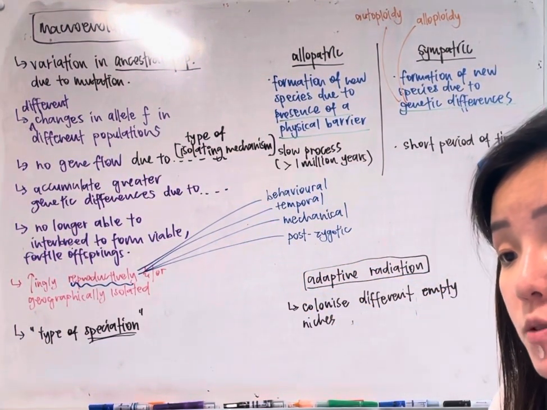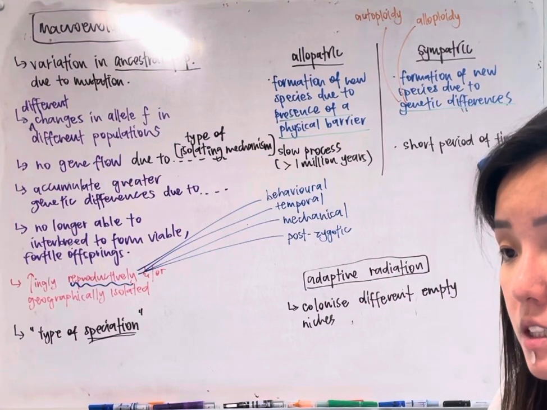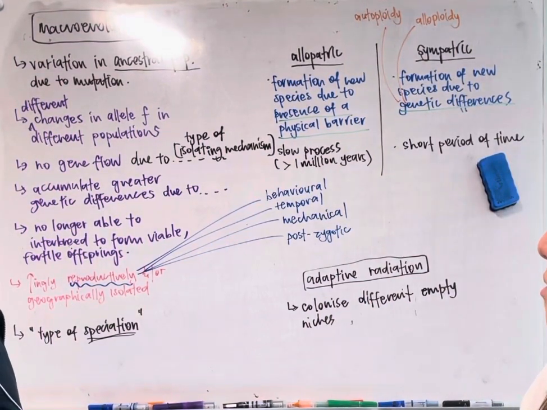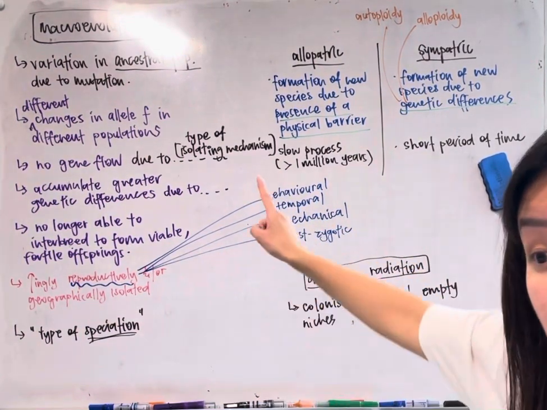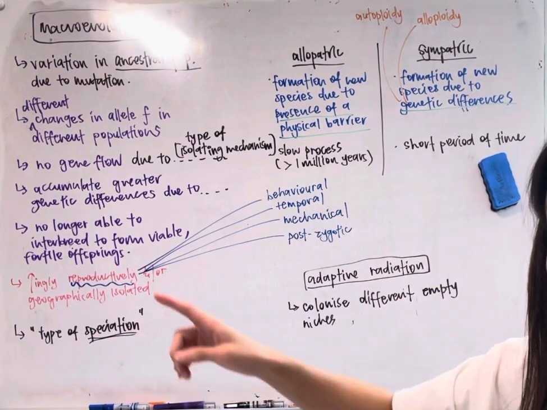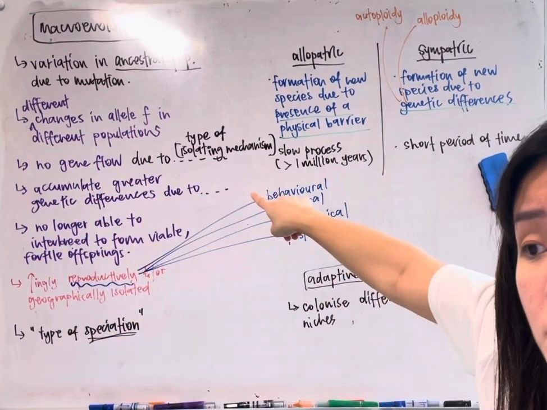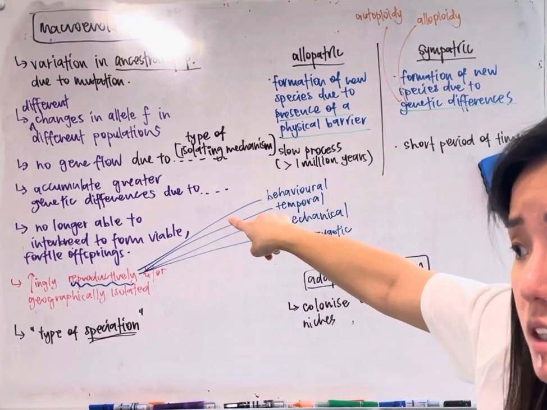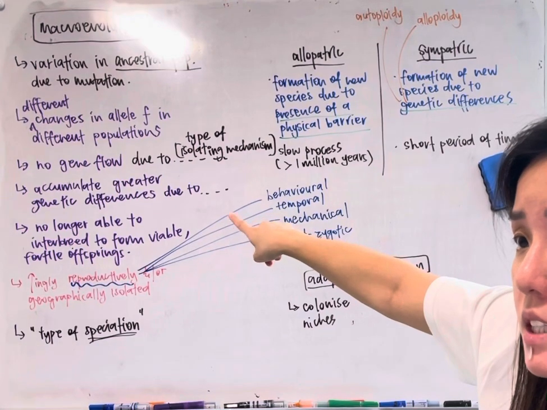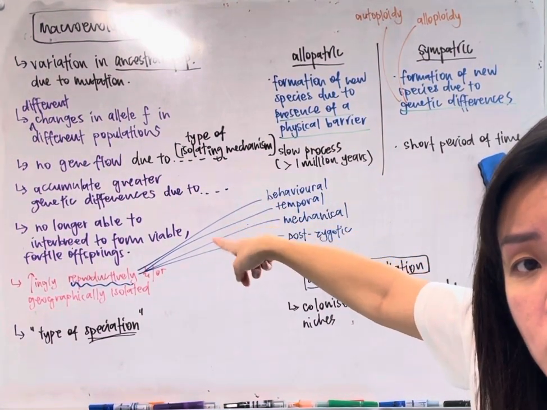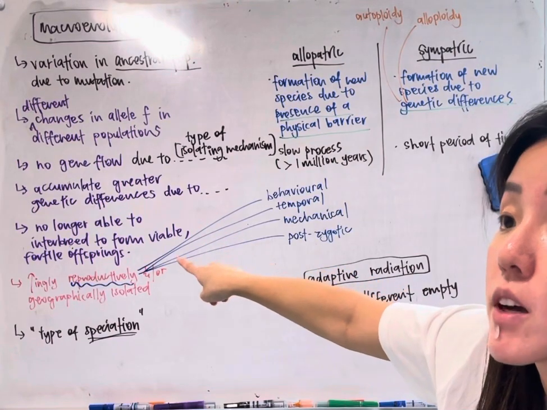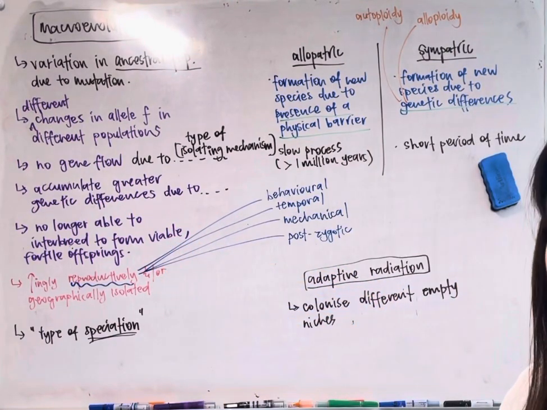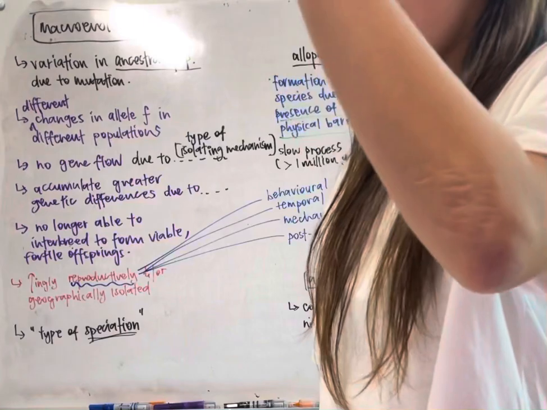And then do you see the last one? Can you highlight accumulation of genetic changes due to? Isn't that the same? It's acceptable. And then same thing, no longer able to interbreed to form viable fertile offspring. Highlight that. Do you see exactly the same? That's what I say. These are all the key phrases. There's always going to be repetitive. The moment you can recognize it's micro or macro, please know what the keywords you have to input into your answers. Understand? Okay. Put this aside.